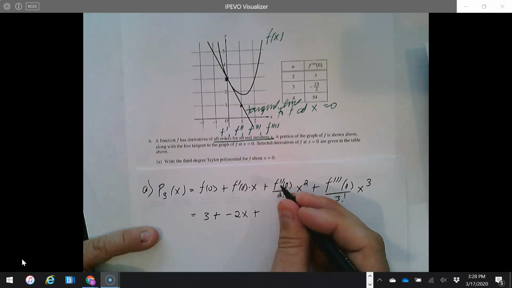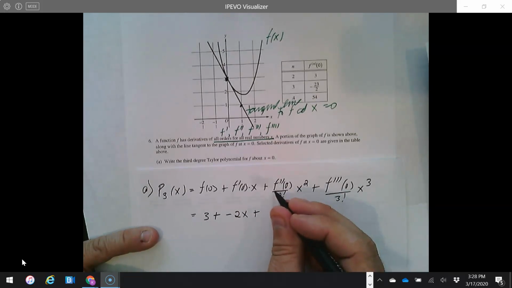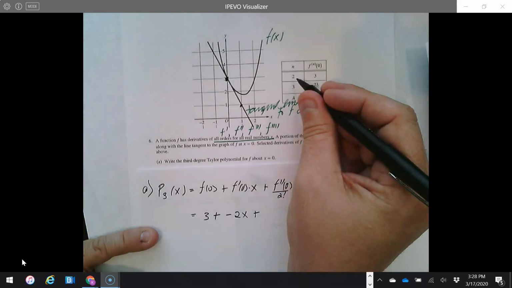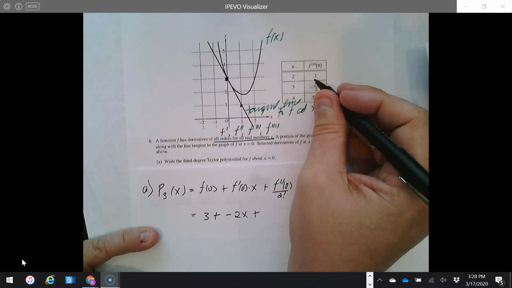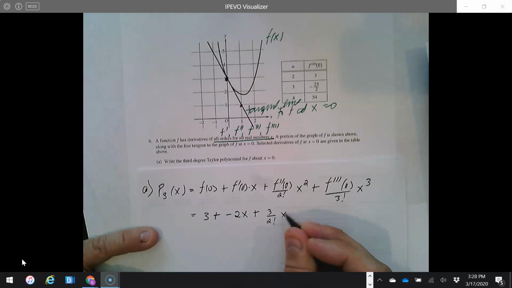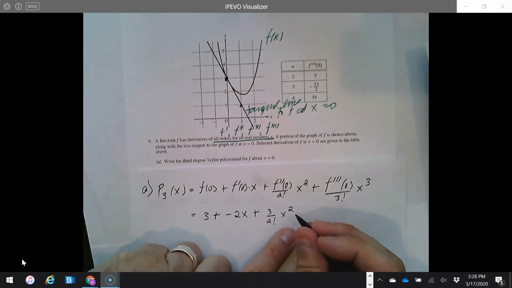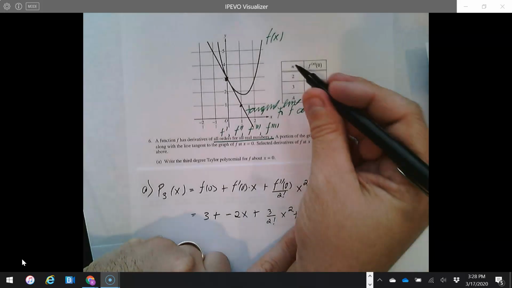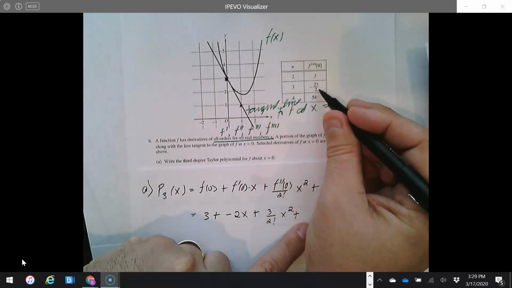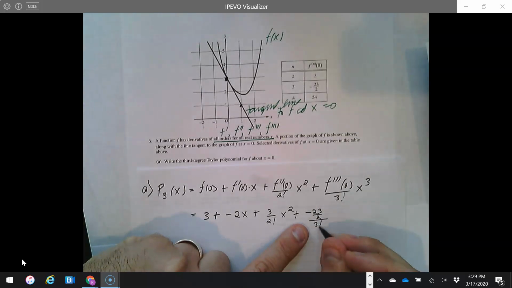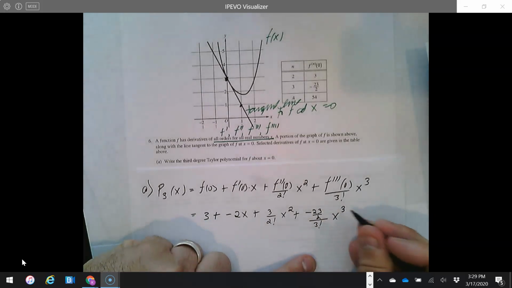F double prime of 0, the value of the second derivative of f at x equals 0, well, that comes from the table. Second derivative, if I evaluate that at 0, I'm going to get 3. So 3 over 2 factorial times x squared plus the third derivative at 0. Third derivative evaluated at 0 is negative 23 over 2 over 3 factorial.